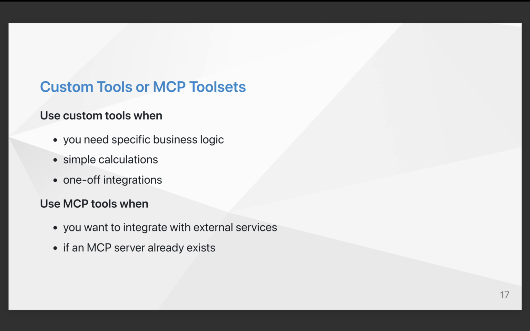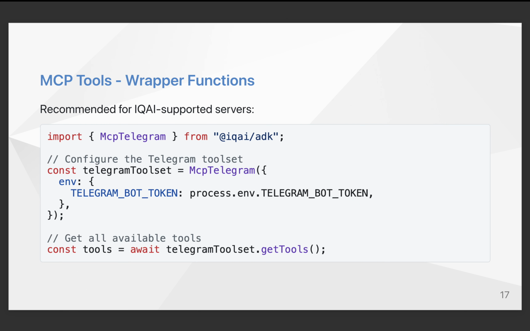Now back to the two ways ADK-TS provides MCP tools. The IQAI wrapper functions are the easiest way to get started. Here's how simple it is to add Telegram capabilities to your agent. The MCP Telegram wrapper handles all the complexity of starting the MCP server, establishing communication, and exposing the tools. All you have to do is provide your bot token to it.